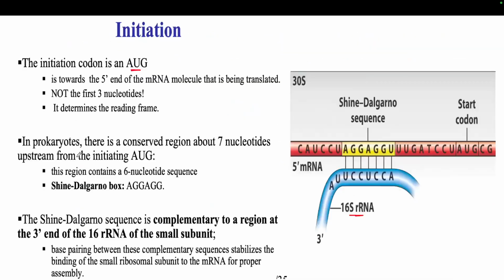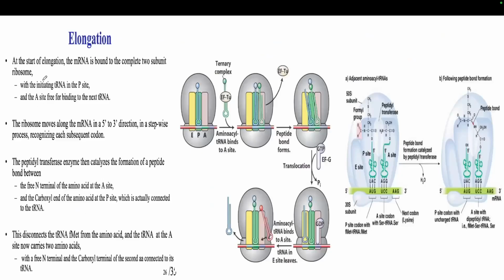This initiating tRNA is present on the P site of the ribosome, and the A site is now free for binding of the next tRNA. Okay, so whatever next tRNA will come, that will come to the A site. Here, at the A site and the P site, there should always be the first amino acid in the P site, and from the A site the new amino acid will come, and here the peptide bond formation will happen. Then this amino acid will be transferred to the P site.